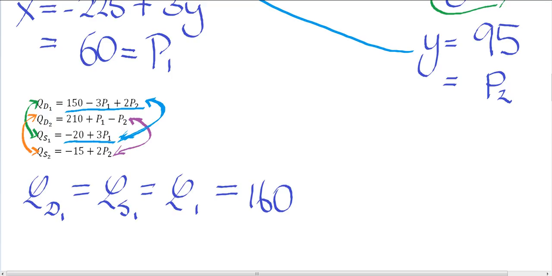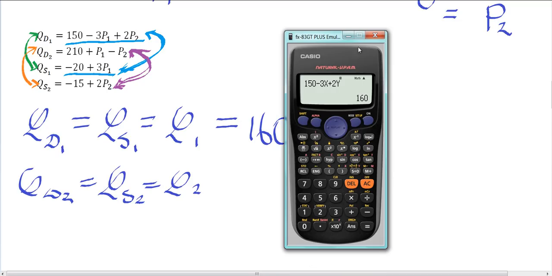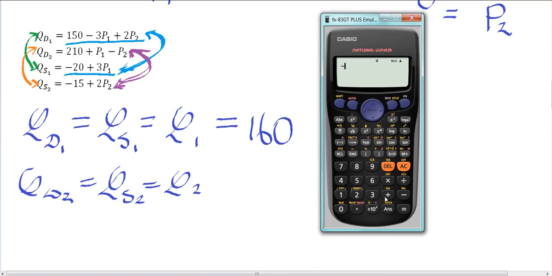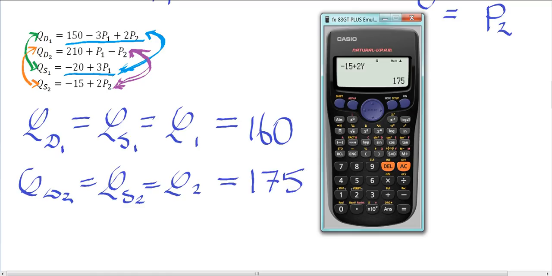Now, I need Q2. So as I said, I let QD2 equals QS2, and I called the whole thing Q2. Now I can sub P1 and P2 into either one of those purple expressions. So let's take the bottom one, it'll be slightly quicker. Minus 15 plus 2 times, remember I called P2 Y, and I get 175. If you have no time in an exam, just carry on. You haven't time for this maybe in an exam. You have plenty of time outside an exam.